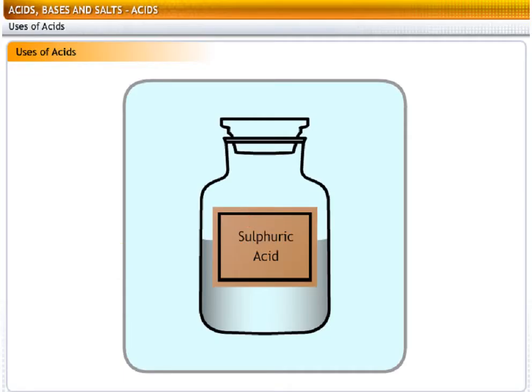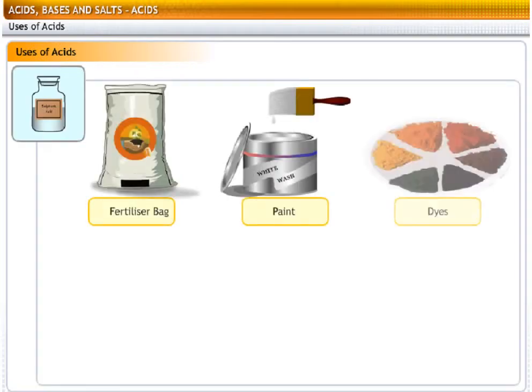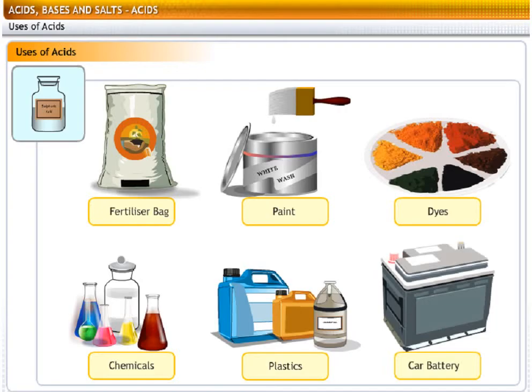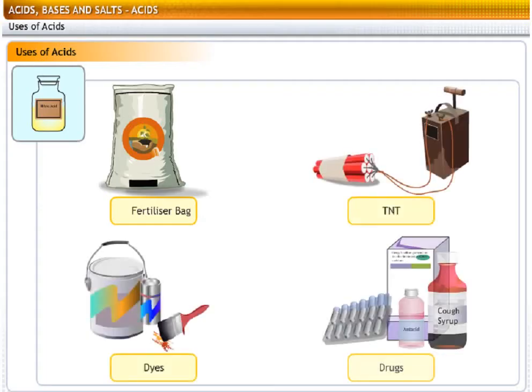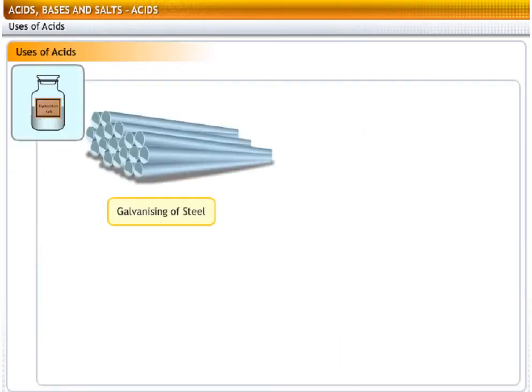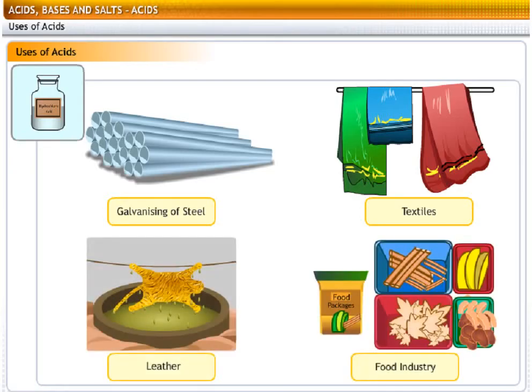Acids have various uses. Sulphuric acid is used in the manufacture of fertilizers, paints, dyes, chemicals, plastics, and synthetic fibers. It is also used in car batteries. Nitric acid is used in the manufacture of fertilizers, explosives like TNT, dyes, and drugs. Hydrochloric acid is used before galvanizing to remove oxide film from steel and also as a descaling agent for boilers. It is also used in the textile, leather, and food industry.